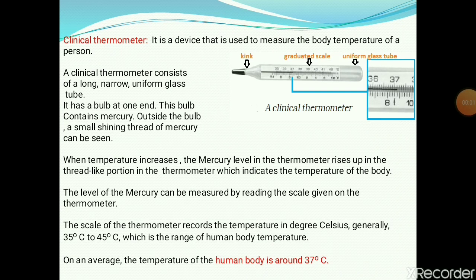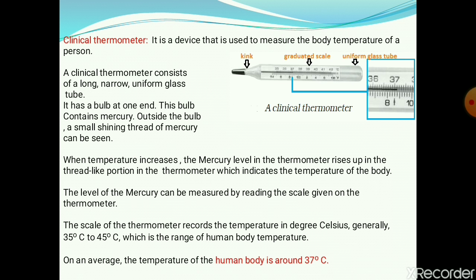Clinical thermometer. It is a device that is used to measure the body temperature of a person. A clinical thermometer consists of a long, narrow, uniform tube. It has a bulb at one end. This bulb contains mercury. Outside the bulb, a small shining thread of mercury can be seen. When the temperature increases, the mercury level rises up in the thread-like portion of the thermometer, which indicates the temperature of the body. The level of the mercury can be measured by reading the scale given on the thermometer.